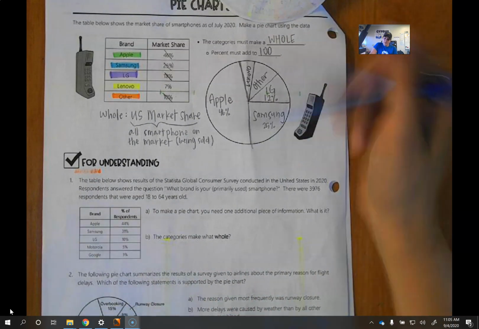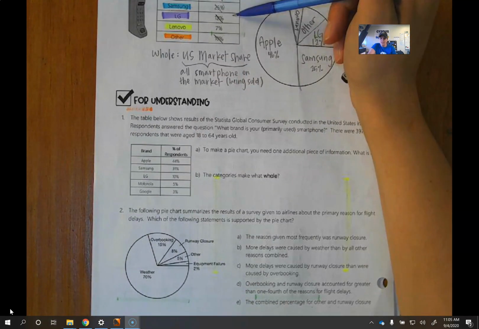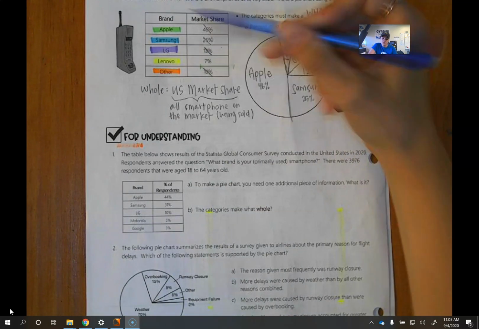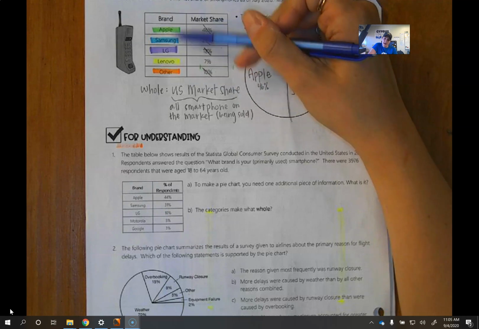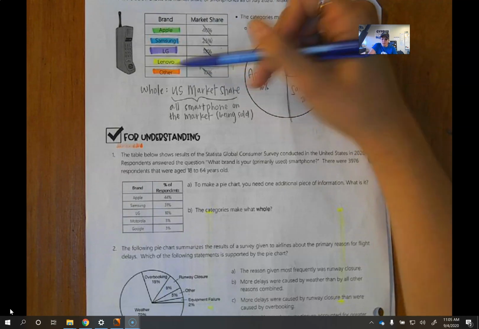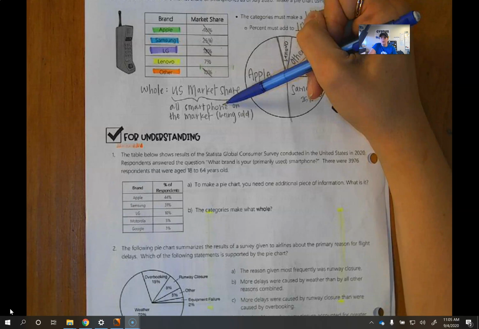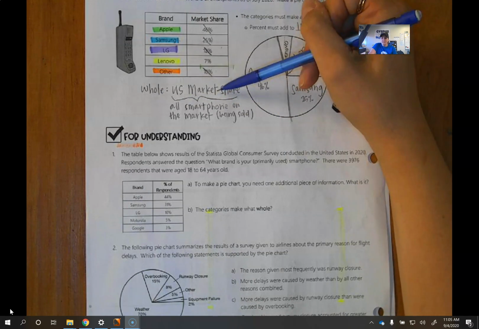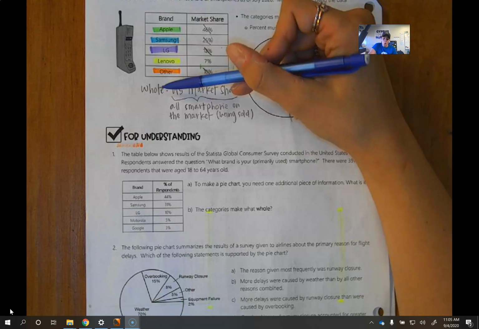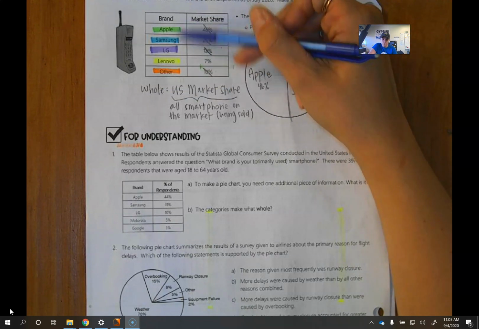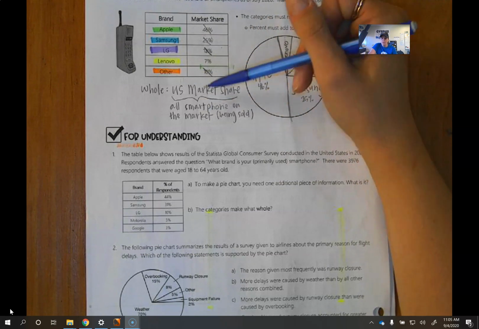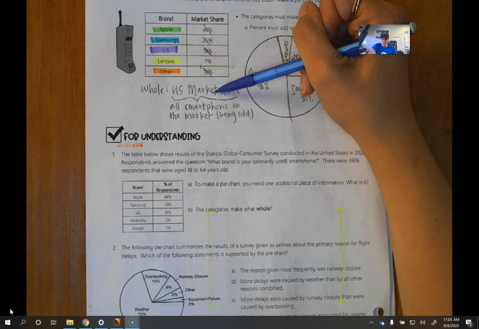So the other thing that we did that is important is we identified, at least for this example, what the whole in this problem was. So these categories, these brands, make up all of the smartphones being sold in the United States. So the whole in this example, or the whole that these categories make up, is the US market share. That is all of the cell phones being sold in the United States.